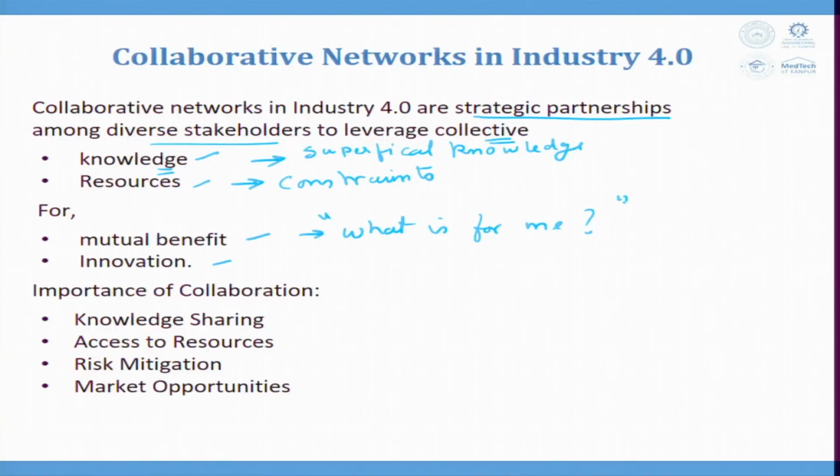Are we looking for organic growth? Organic growth means you grow, I will also grow. So let us grow together. So, mutual benefits. Knowledge sharing and resource sharing lead to mutual benefits and innovation.